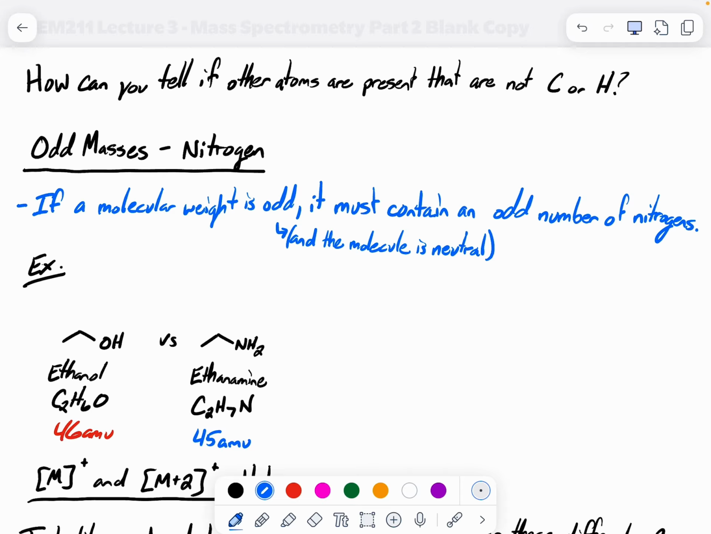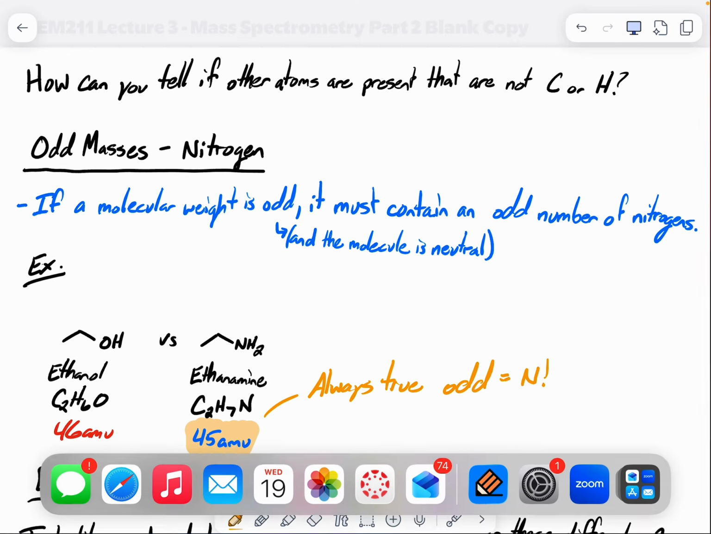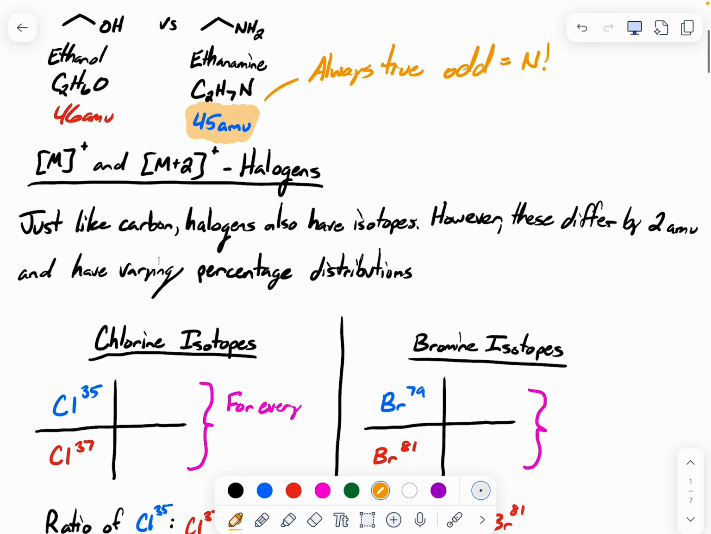And so anytime you're looking at a molecular ion peak and you see that the mass is odd, you can immediately look at it and say, there must be a nitrogen here, because this is always true: odd equals nitrogen. Okay? So next week, if you're on your quiz and you see an odd mass and you don't say that there's a nitrogen there, I'm going to be severely disappointed. All right? Because your monkey brain sees odd and goes, ooh, nitrogen. That's one of the easy ones.